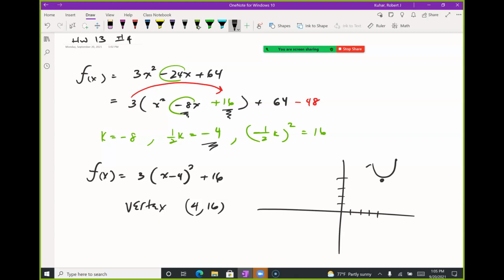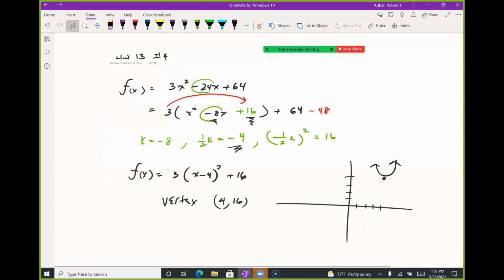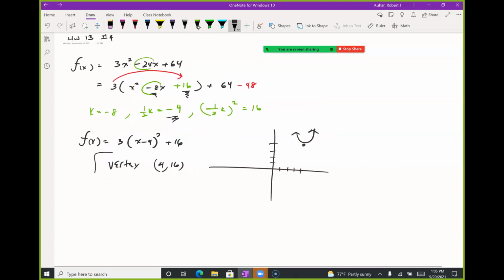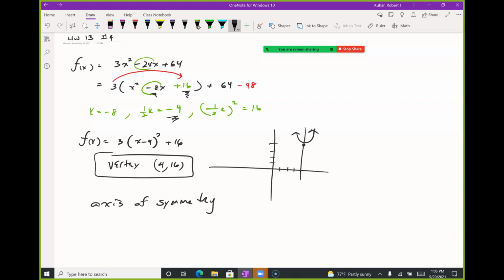And I know it opens up, so I can definitely say something about the x-intercepts. They don't exist. There are no x-intercepts. I've got a vertex. I've got an axis of symmetry. It's symmetrical about this line, which is x equals x sub v every time. Or in this case, x equals 4.